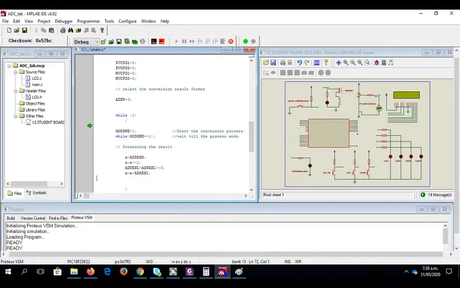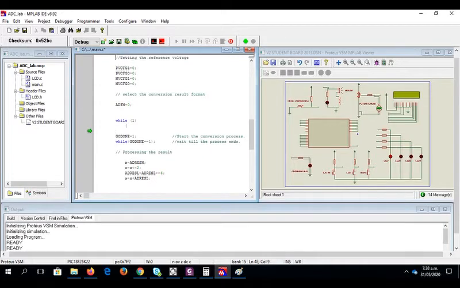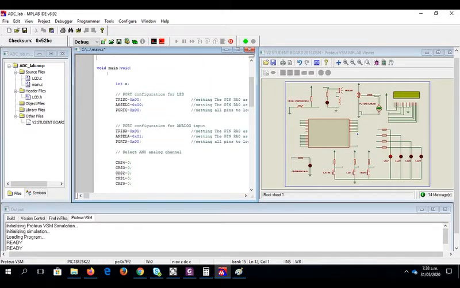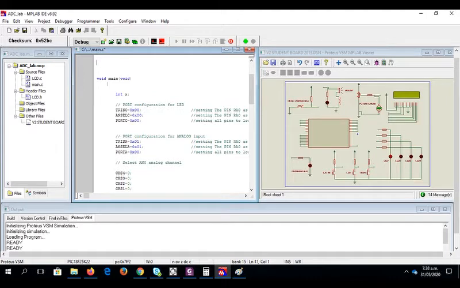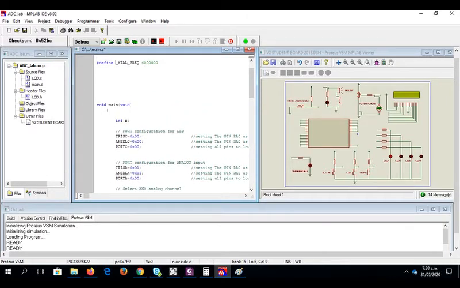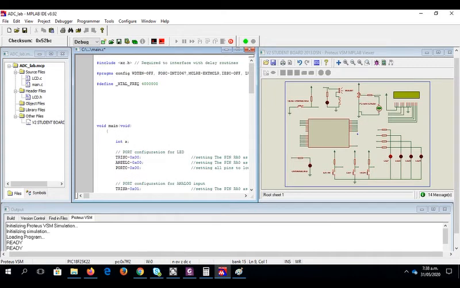For this, I need to do some calculation and store the result, converting this code into a voltage level. So I need to do multiplication and division. That multiplication and division requires calling another function. So that's why I need to declare a variable outside this main. That means it has to be a global variable because it should be accessed from several other functions. So I will call this one volt.